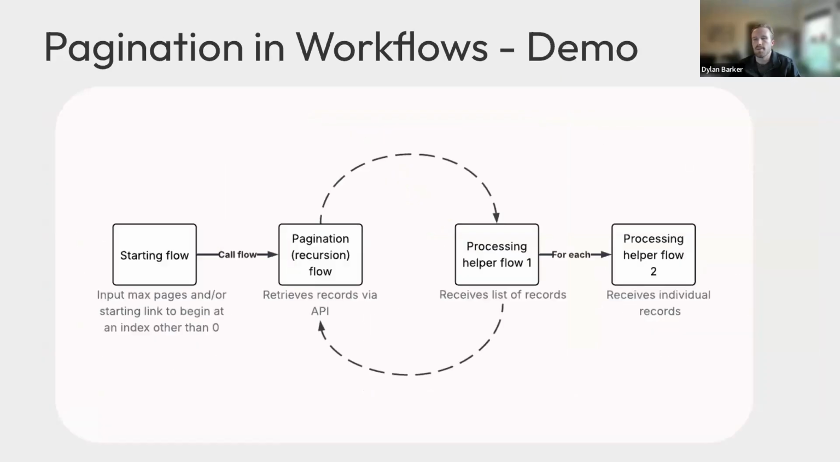So jumping into the demo, this is just an overview of the 4 workflows that I've built for demonstration purposes. It's kind of a watered down version of what I built for the client. There's a starting workflow, and this is mainly just to kick off the pagination. And you can specify a specific trigger that you want in this workflow, whether that's a schedule or helper flow, or you just want to run it manually. This is just a way to start the flow as well as input specific values that you want.